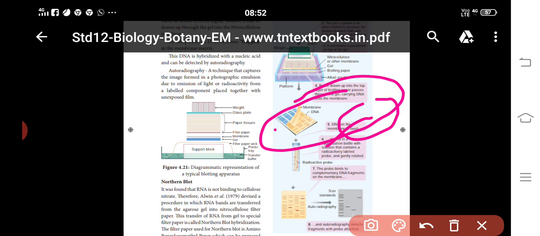The probe is added and gently rotated. The radioactive isotope-labeled probe is collected in the hybridization tube. Following hybridization, the membrane is washed to remove the excess probe. With radioactive labeling, the hybridization pattern is visualized on X-ray film through autoradiography. In case of a chromogenic dye, a color development method is used.